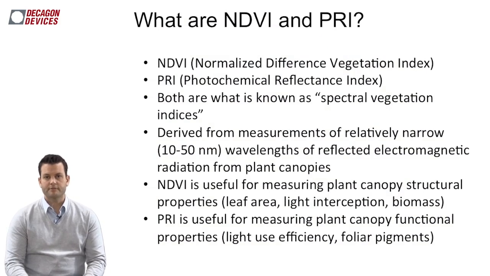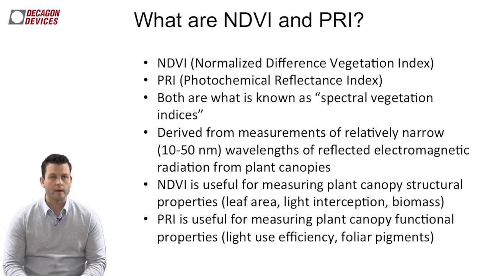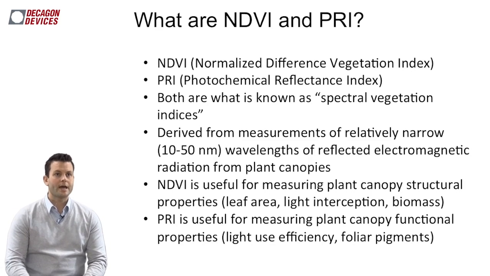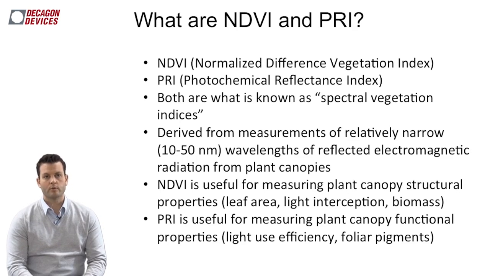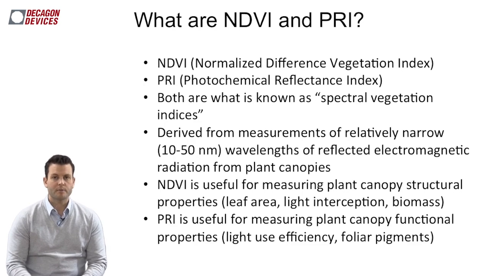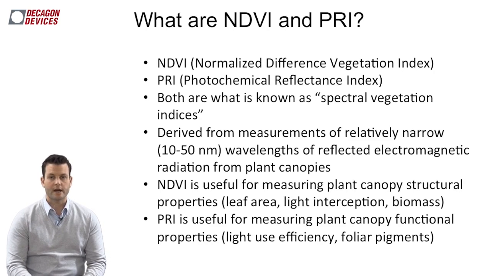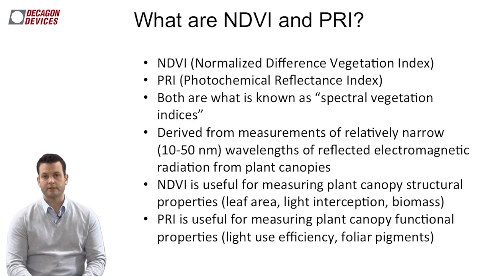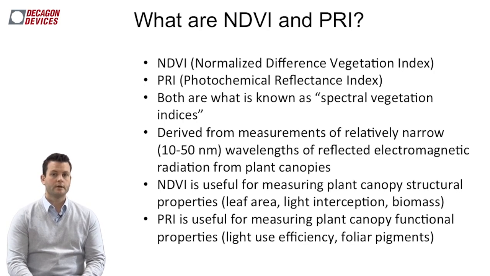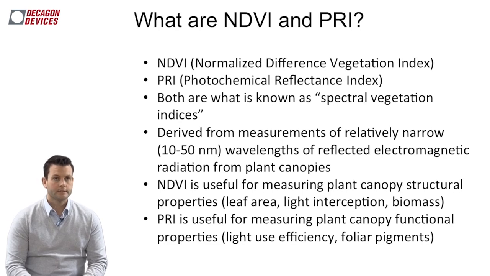So first off, just a high-flying overview of what NDVI and PRI are. NDVI stands for the Normalized Difference Vegetation Index, and PRI stands for the Photochemical Reflectance Index. Both are spectral vegetation indices. There are a lot of spectral vegetation indices out there, of which NDVI and PRI are just a couple. They happen to be relatively commonly used, and that's why we're focusing on them today.